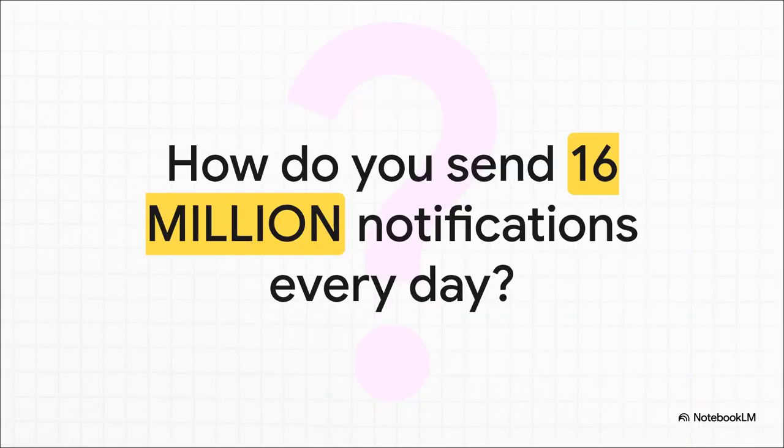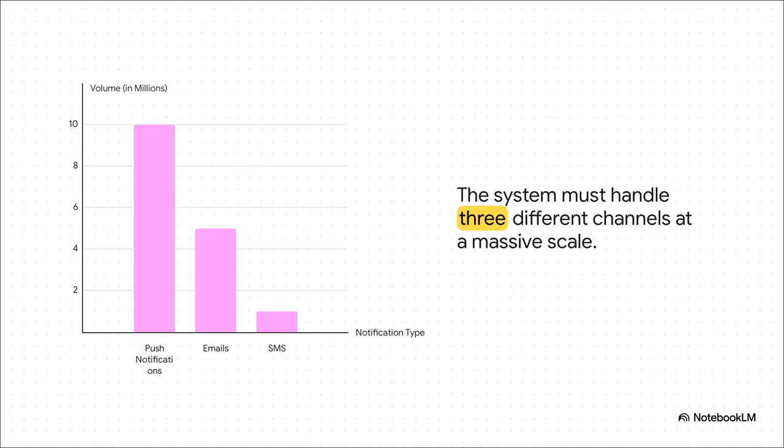So, to really get a sense of the challenge here, you have to understand the scale we're talking about. This isn't just a few thousand messages. We're talking about a major application that has to reliably deliver 16 million notifications every single day. How in the world do you even start to design a system that can handle that kind of volume without completely falling over?